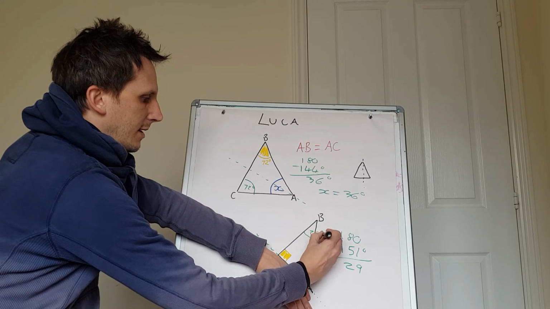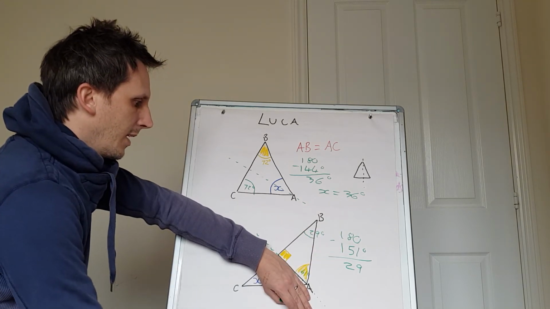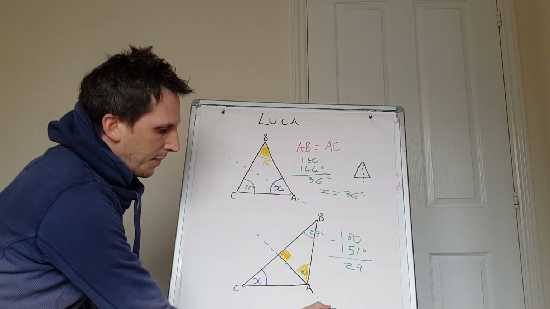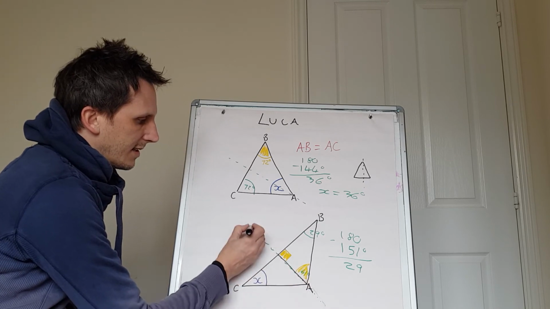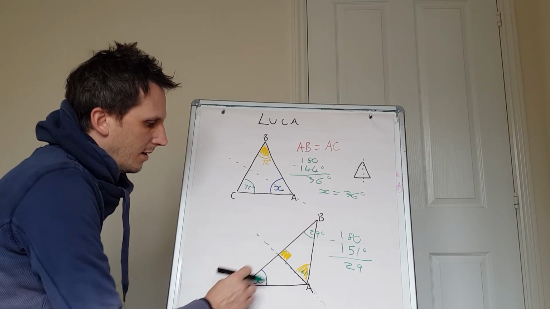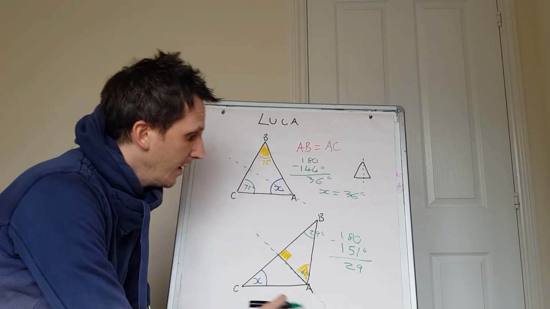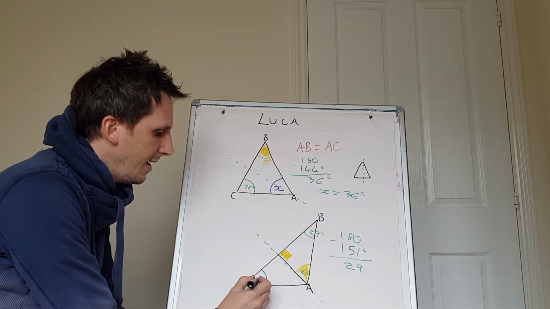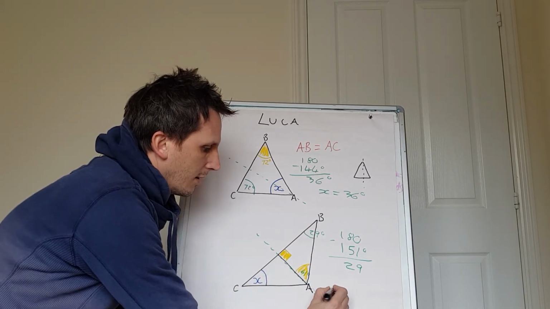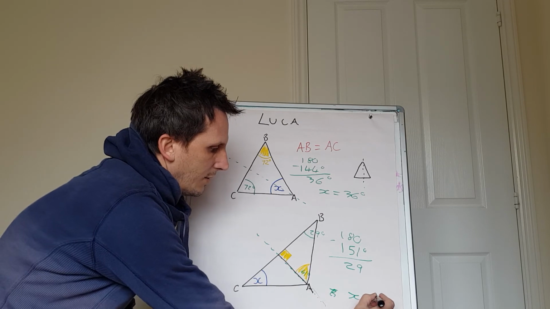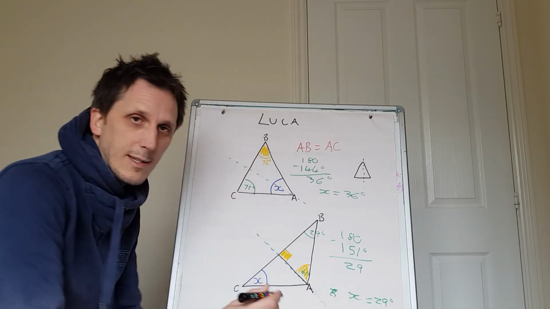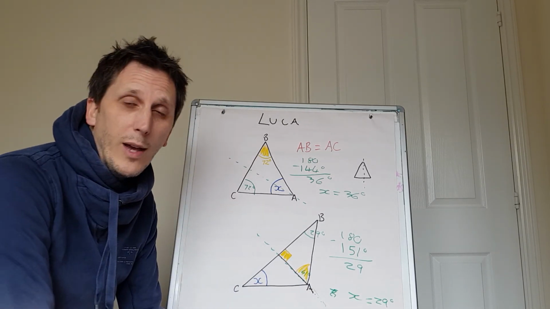This is 29 degrees. And as I've already explained, if this is the centre of our isosceles triangle, then if this is 29 degrees, then this must be too. So x equals 29 degrees.